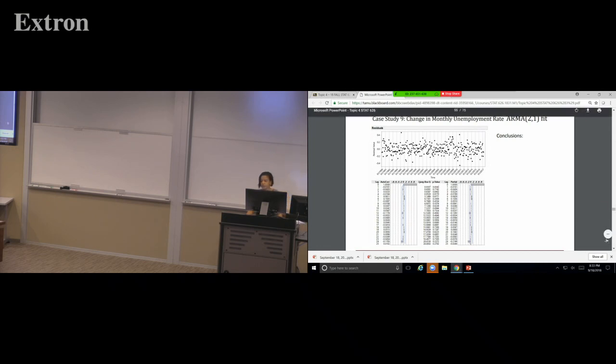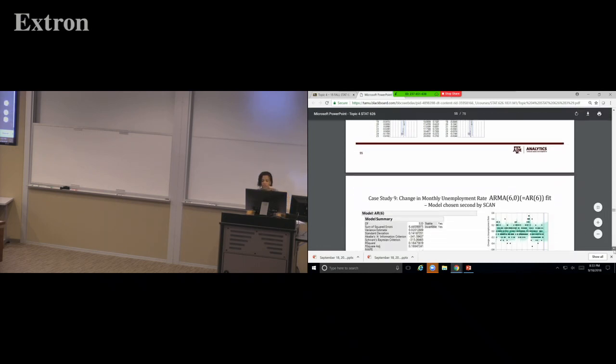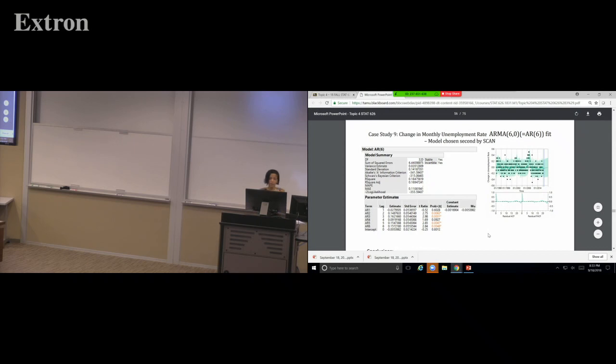Then taking a look at the second model chosen by SCAN, what we see here is that not all the parameter estimates are significant, right? This was an ARMA 6-0 that it chose, or an AR6. If you look at all of the phis, we end up with phi 1 not being significant. Similarly, phi 4, right? Because of this, not all the parameters are significant, so what we're looking at is not a parsimonious model, not one that's going to be easily explainable.